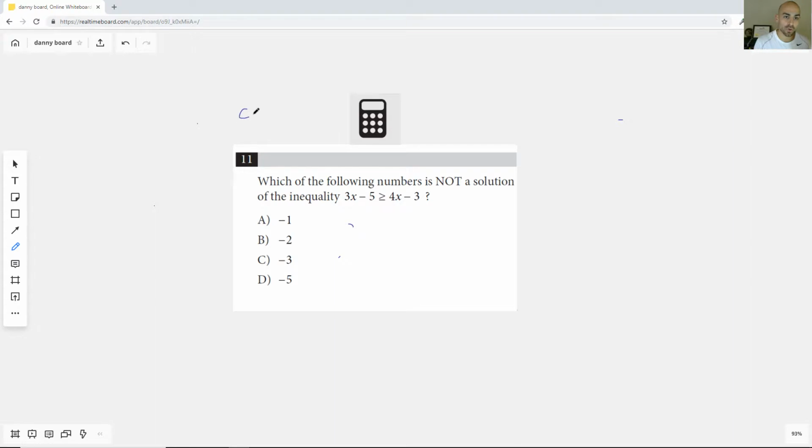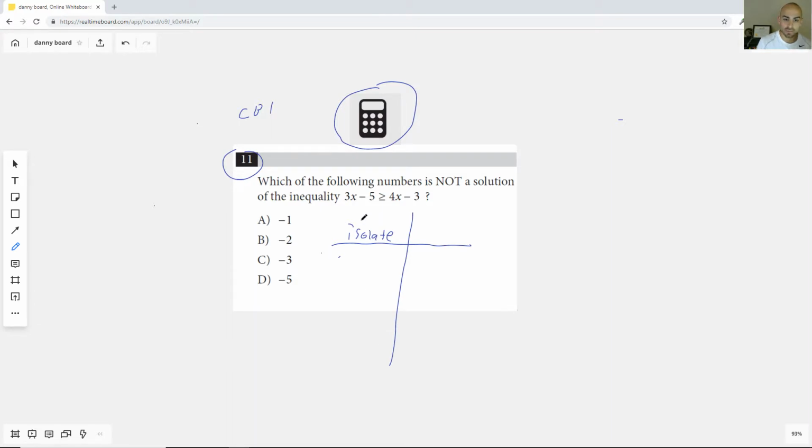This is from College Board exam number 1, the calculator section, number 11. Which of the following numbers is not a solution of the inequality 3x minus 5 is greater than 4x minus 3? I'm going to first start off by isolating x and putting it on a number line. This method is the more standard method of doing it. I'm sorry, my handwriting's horrible here, but let's go ahead and jump to it.